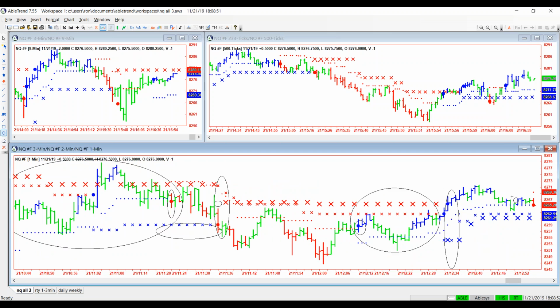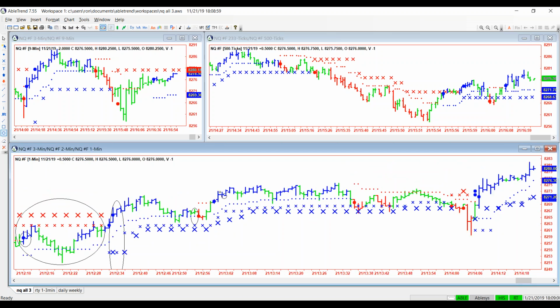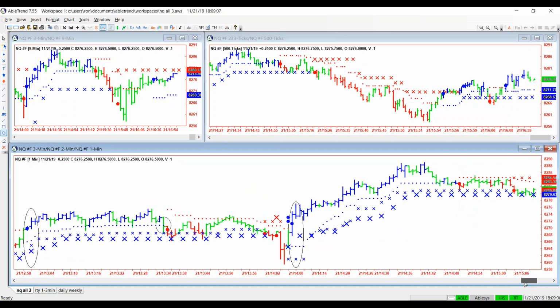Buy signal there. This was a losing trade. We lost, I'd say, 3 or 4 points on that trade. So long there, break even. Really wasn't much good until about 2 o'clock Eastern. Finally, we did have a good trade here.